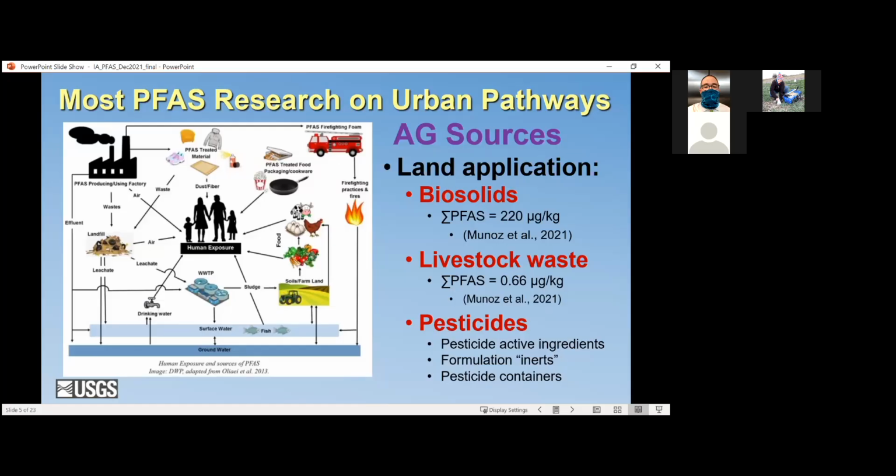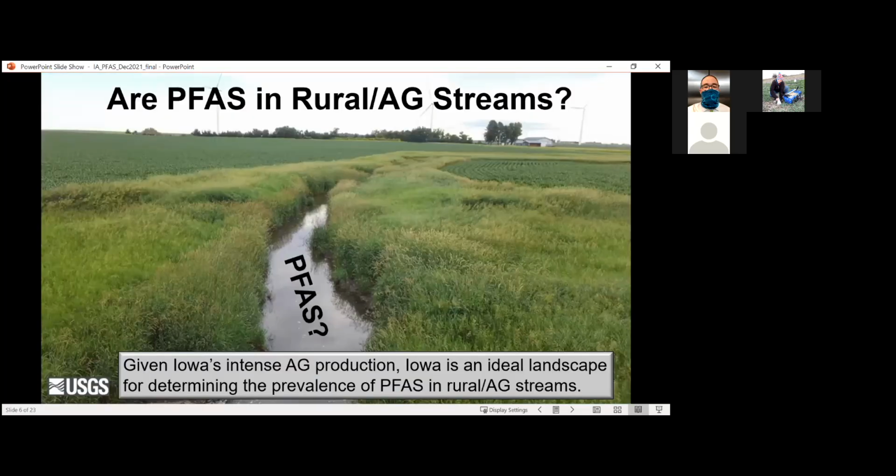But that use can also then bleed or leach the PFAS into the formulations and then get out into the environment. So there's a whole range of potential agricultural sources as well that really haven't been thought about near as much as the urban aspect.